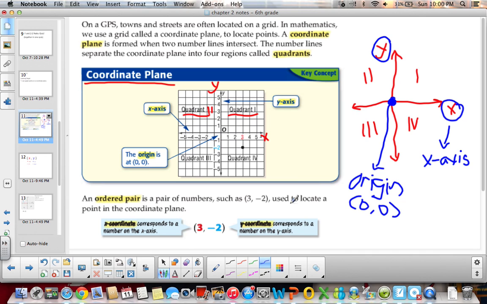Okay, so an ordered pair, this is an example of an ordered pair. 3, -2 is used to locate a point on the plane. Okay, so in our next slide, we're going to talk about ordered pairs. So if you want to just write the word ordered pair and then just put a pair of numbers used to locate a point in the coordinate plane.